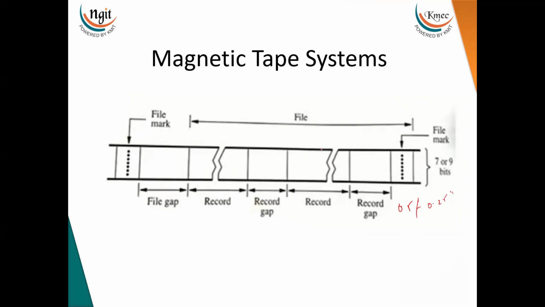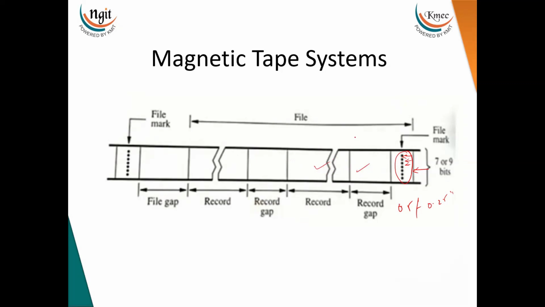Now only on one side the magnetic film is deposited, and here 7 to 9 bits are stored or recorded in parallel across the width of the tape and perpendicular to the direction of the movement. A separate read-write head is provided to read all these bits in parallel, and one of the bits is used as a parity bit. You know why the parity bit is used? To detect errors. The complete data on the tape is organized in the form of records and record gaps. Here you can see records and record gaps.